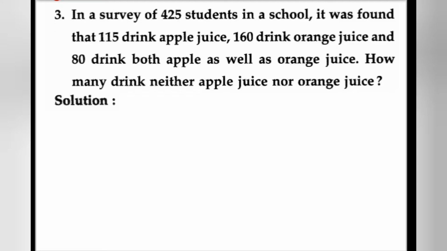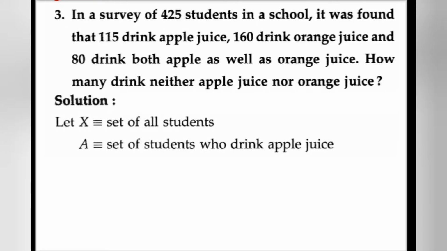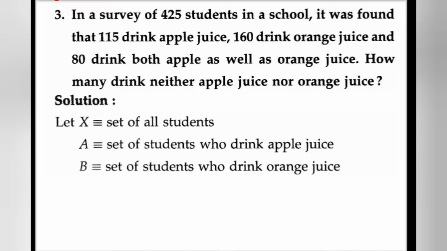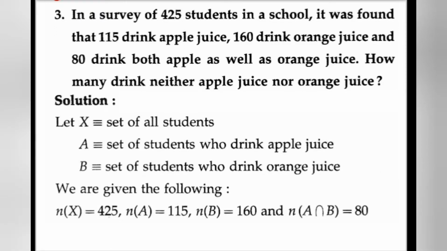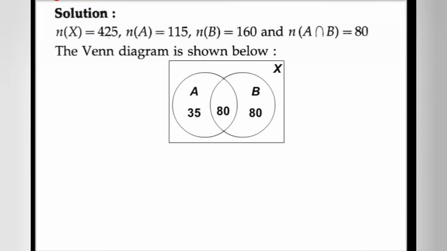Solution. Let X be set of all students. A, set of students who drink apple juice. B, set of students who drink orange juice. We are given the following. Now number of X is 425. Number of A would be 115. Number of B 160. And number of A intersection B 80. The Venn diagram is shown below.